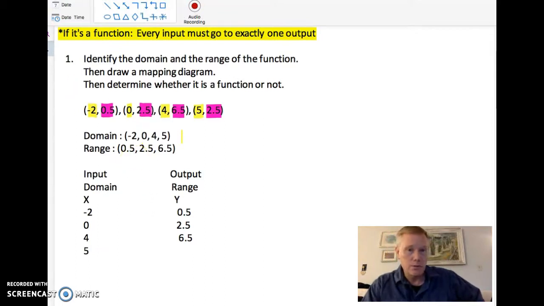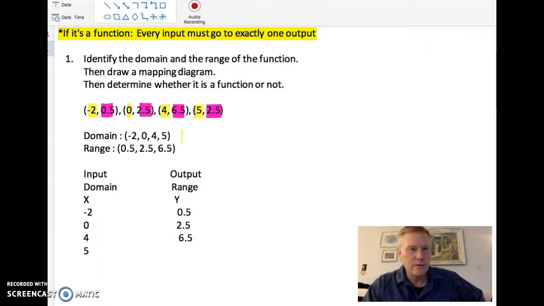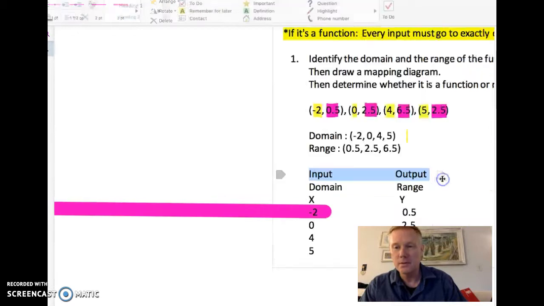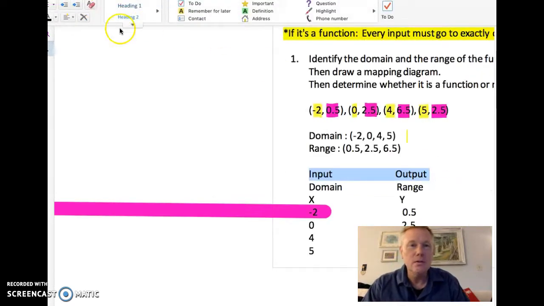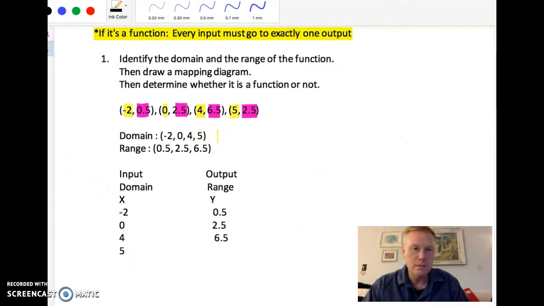So -2, -2 goes to 0.5. Whoa, grabbed the wrong thing. Oh no. This is my first time with this. All right, so let's see if I can get back over here. Get off of that and do my arrow. Here's the eraser. Bang. Okay, back to that. Sorry about that. Pen. Yes, pen.